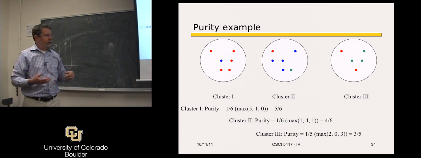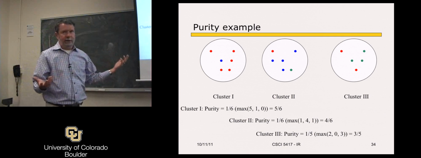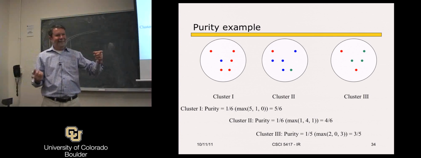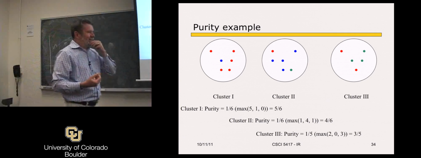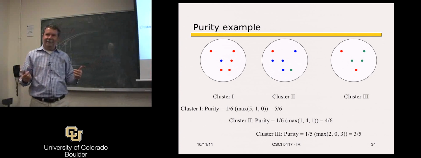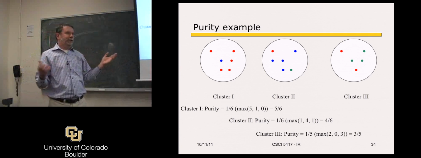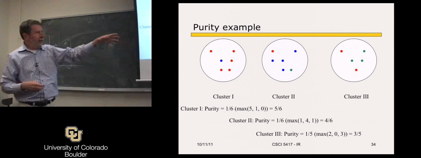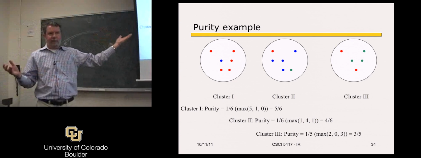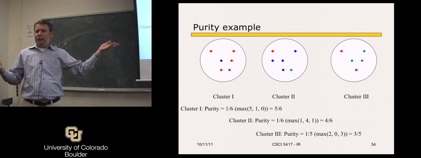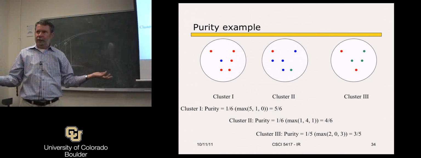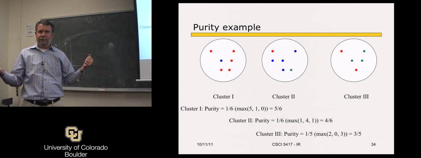All right, so then the purity measure for the entire thing. Take the product? Take the average? This is sort of a trick question, right? It's not clear what to do. So one thing would be the average of 5/6, 4/6, and 3/5, and that's the average purity. The purity for the clustering as a whole is the average of the purity of the elements in each of the clusters. Anybody see any problem with that?